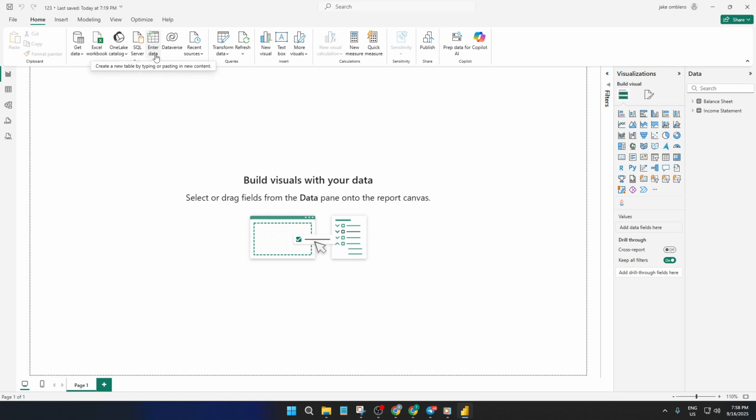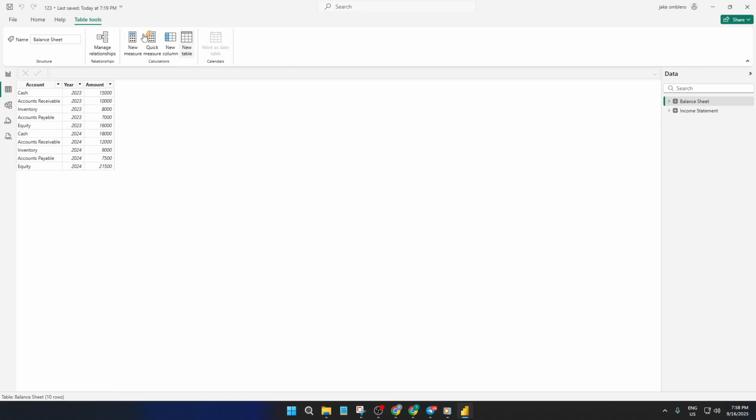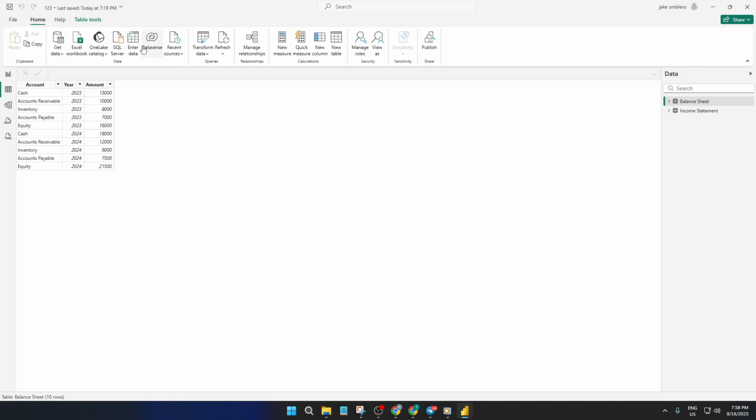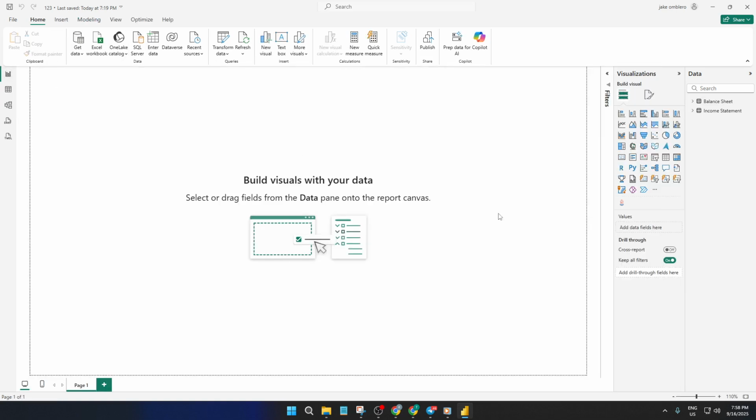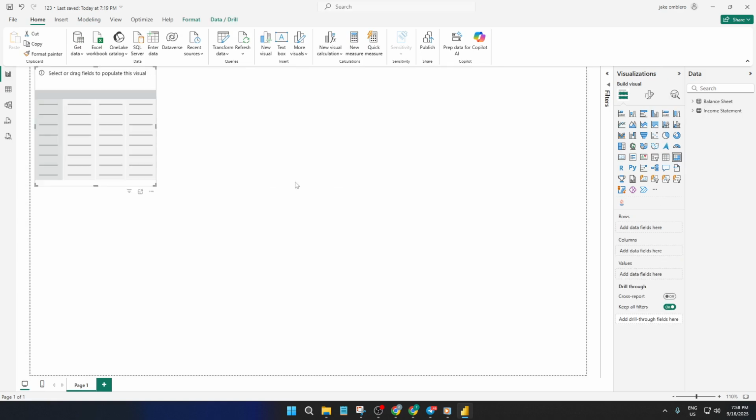Next, do the same for your balance sheet data. Click Enter Data again to create a second dataset. Keeping these separate is helpful because your P&L and your balance sheet usually answer very different business questions. Now comes the fun part, creating visuals. For each dataset, go to the Visualizations pane and choose Matrix or Table. This keeps your income statement and balance sheet organized by year and account.